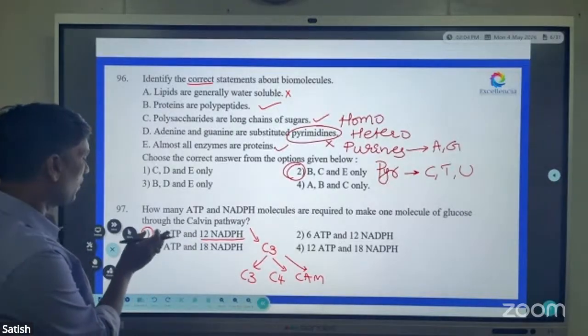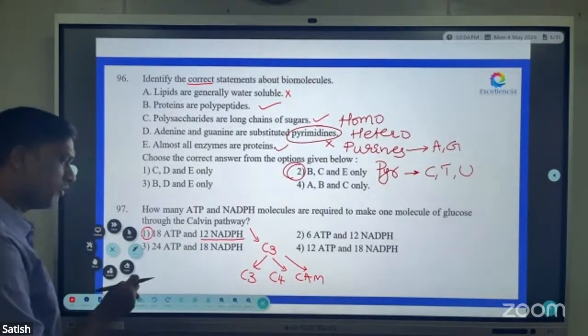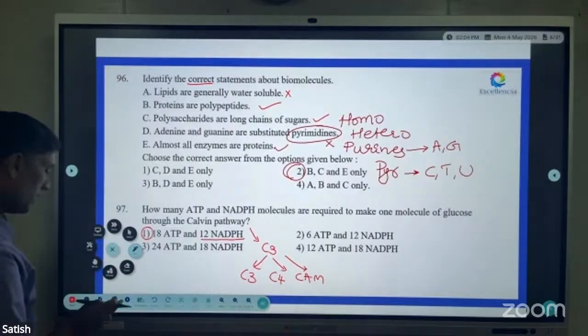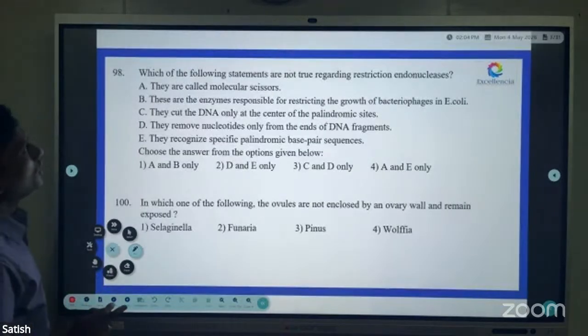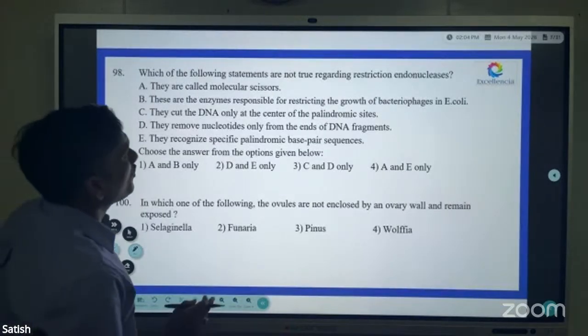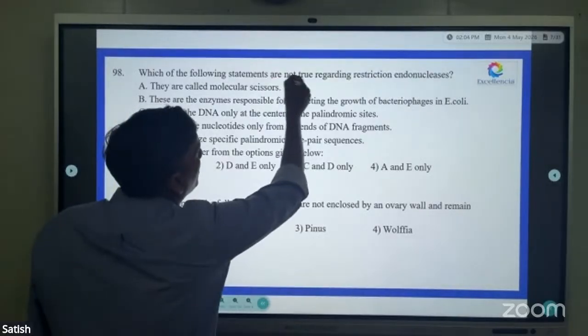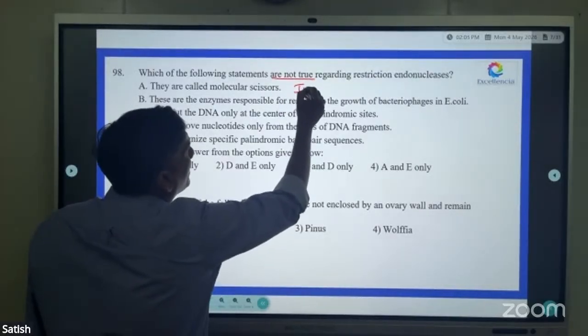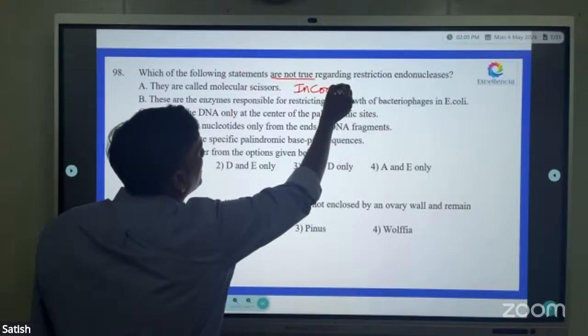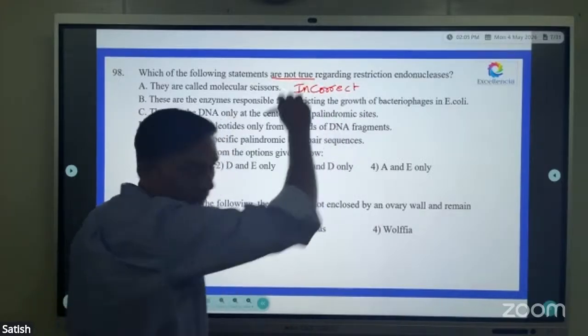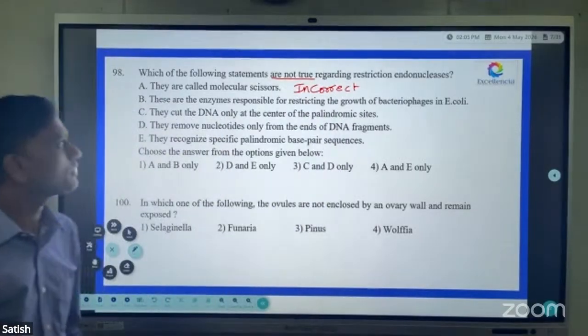So the answer for 97 question is option 1 is the right answer. Next one. Question number 98. Which of the following statements are not true regarding? So we need to identify the incorrect statements here. So this question is related to biotechnology principles and processes.